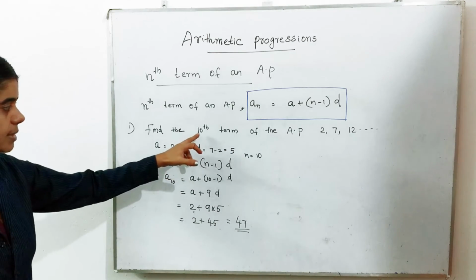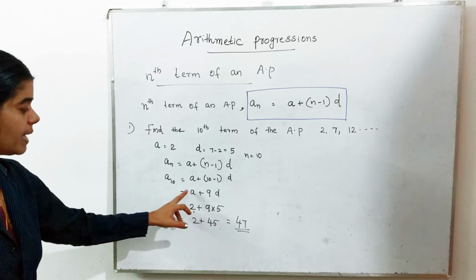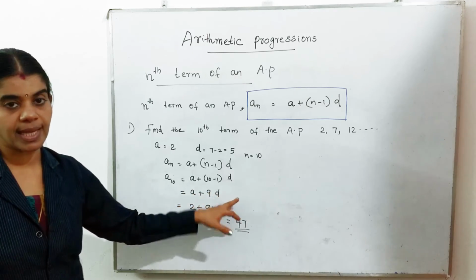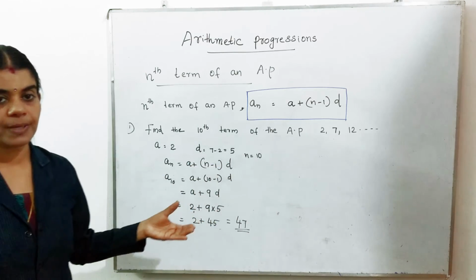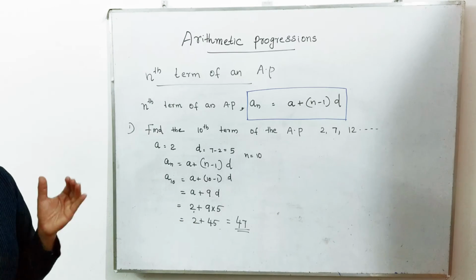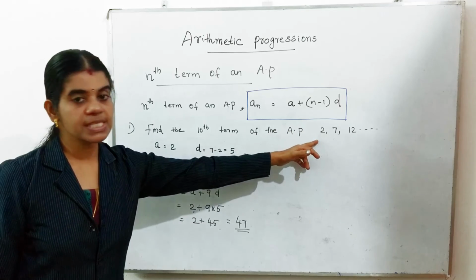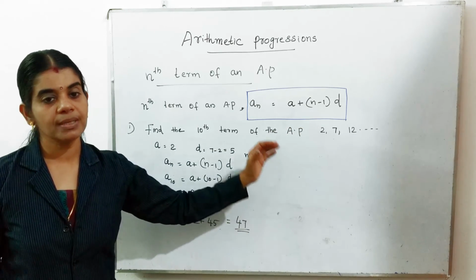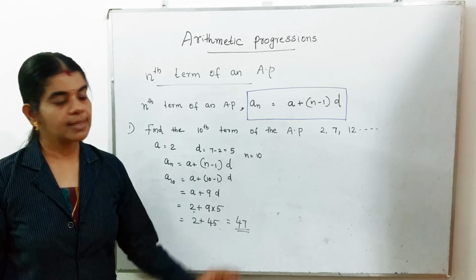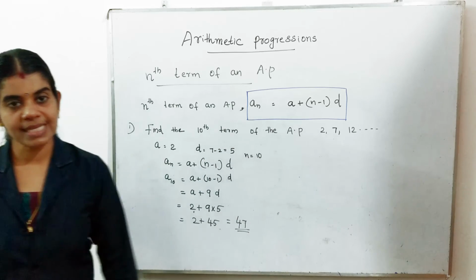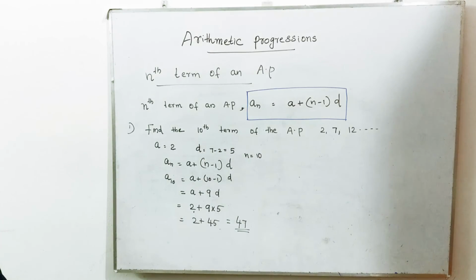Here the 10th term you are finding out, so our formula will be A10 is equal to A plus 9D. If you are finding the 15th term, 15 minus 1 you will get A plus 14 into D. So first you want to find out the first term and D value, then substitute in that formula, you will get the nth term of the AP. Is it clear? I will show one more question.